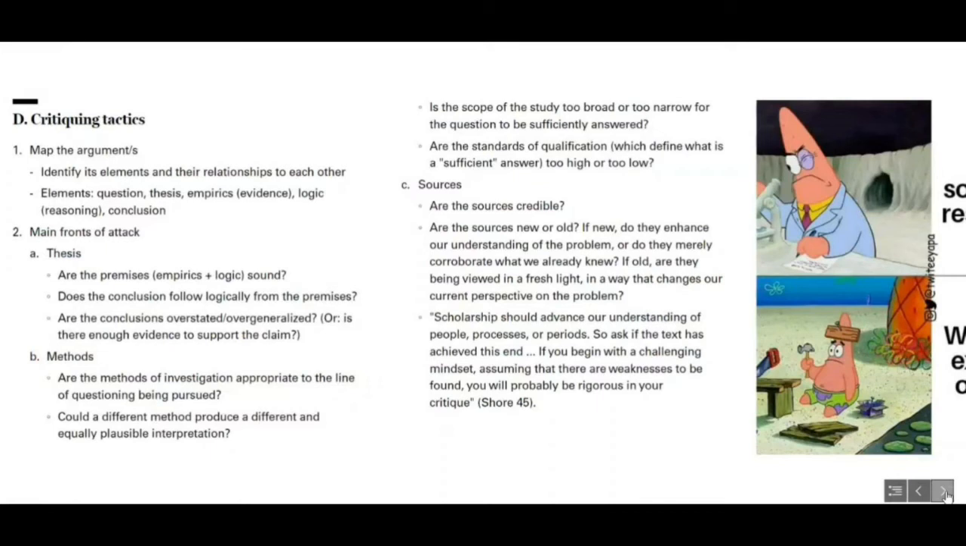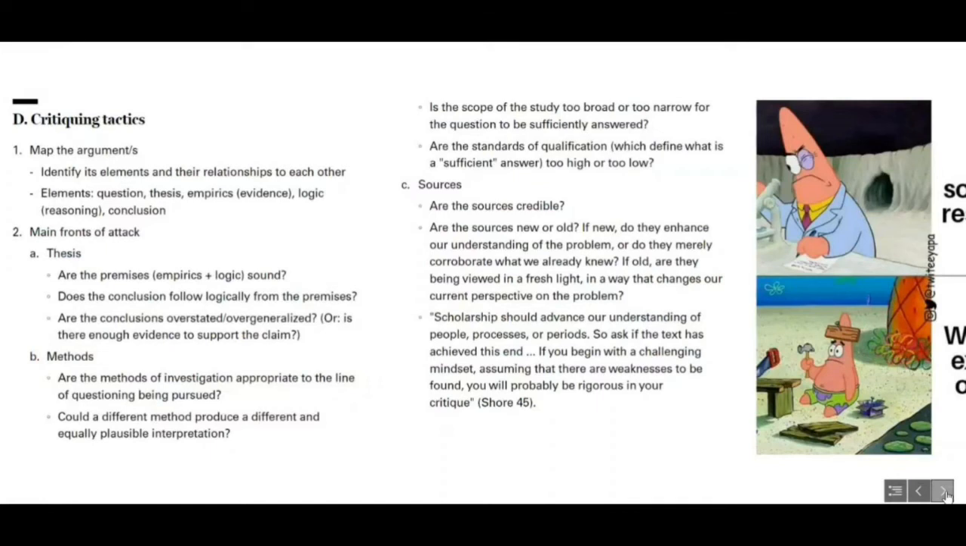So these are the elements that you need to be mindful of. What is the research question or the research problem? What is the thesis or the main answer to that problem? What are the empirics that the author uses? Empirics meaning evidence. What is the reasoning or the logic used by the author? Does the conclusion fit the content of the study, or is the body of the paper sufficiently captured by the conclusion? So these are your elements that you can look at in mapping an argument.